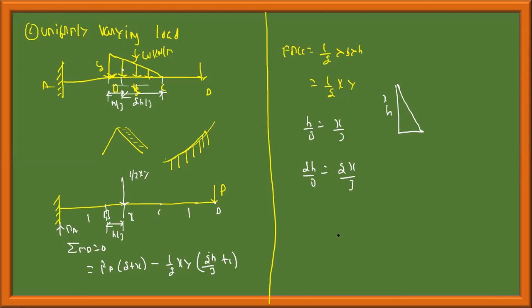In case the triangle is given the other way, this is also a uniformly varying load. Point B, point C, point D, distance X. We should always assume the load is concentrated at the centroid. I've written the same sketch.